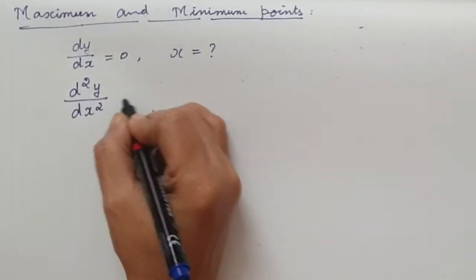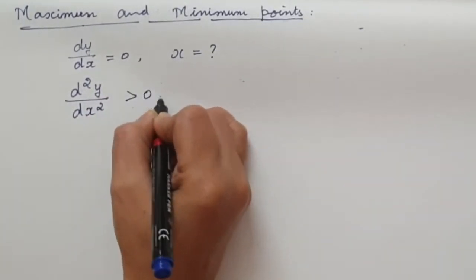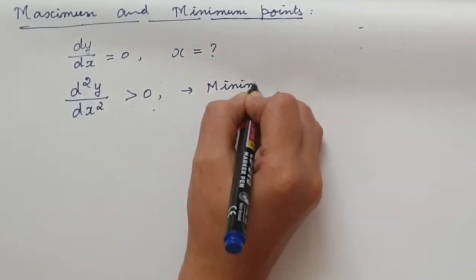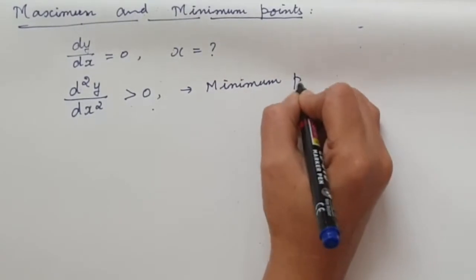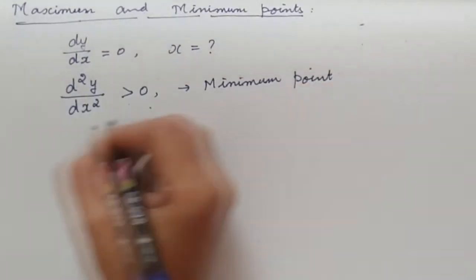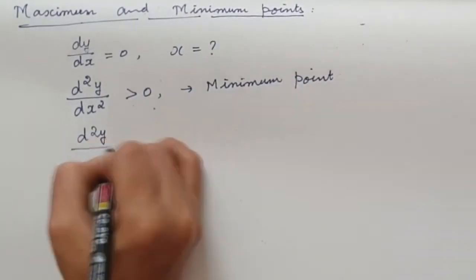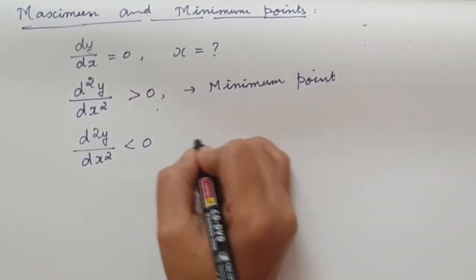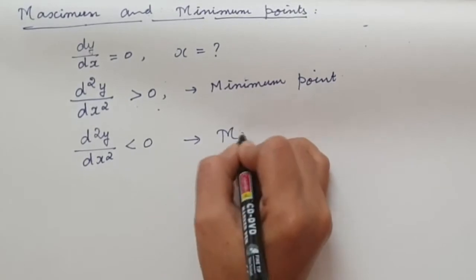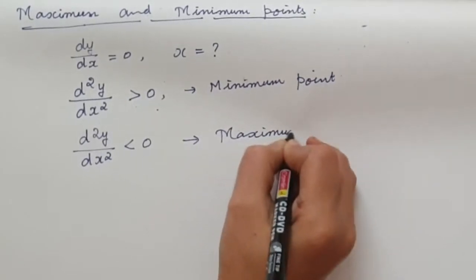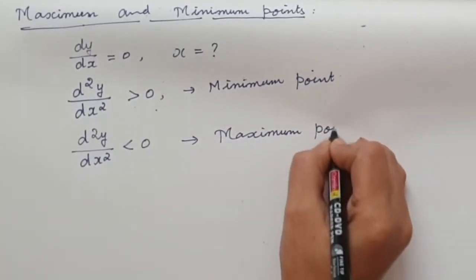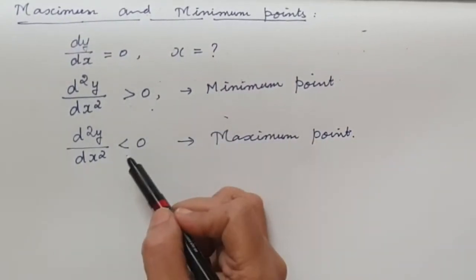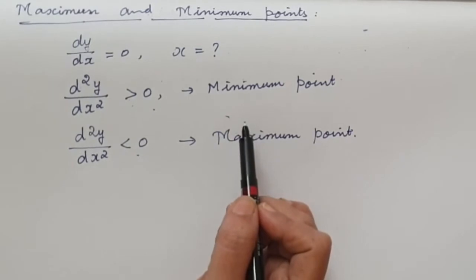If d squared y over dx squared is greater than 0, then it is called a minimum point. If d squared y over dx squared, that is the second time we differentiate it, is less than 0, we get a maximum point. You need to be careful. When it is greater, it is minimum. When it is lesser, it is maximum.